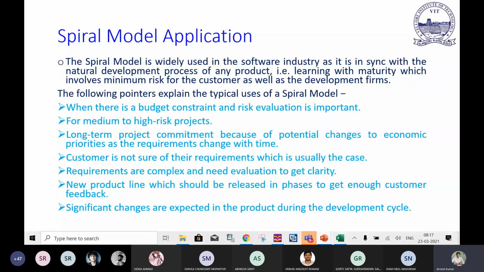Significant changes are expected in this product during the development cycle. So you have to continuously keep in contact with the customer or the client environment. Okay.